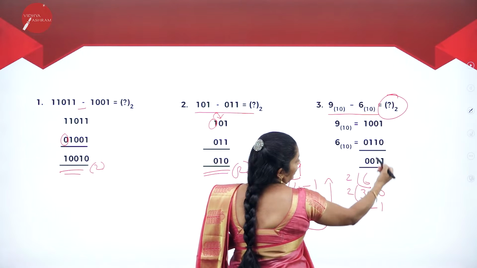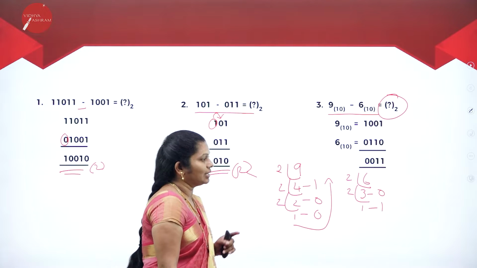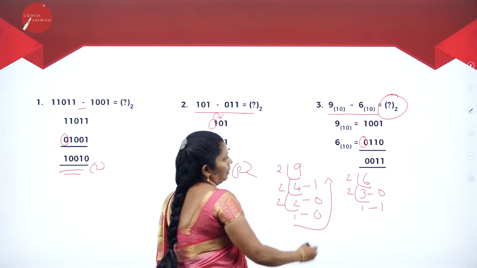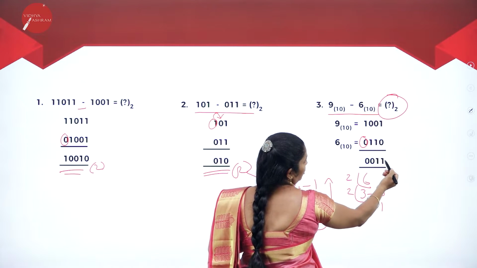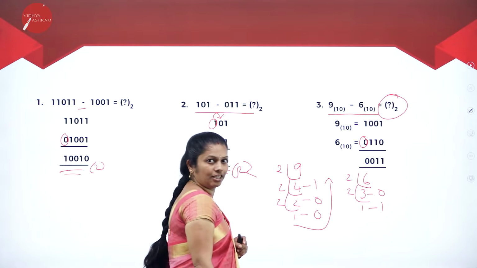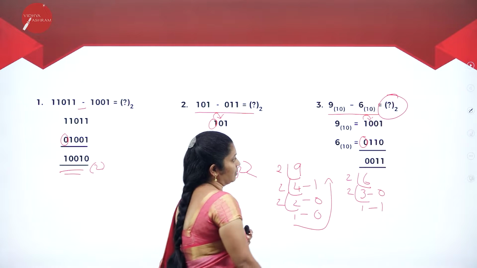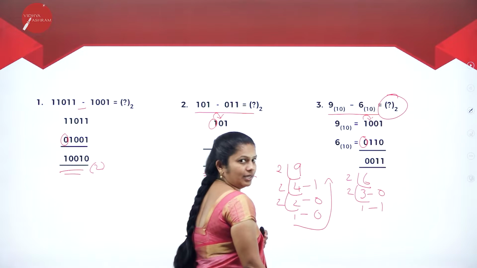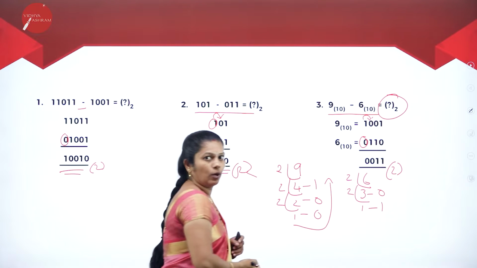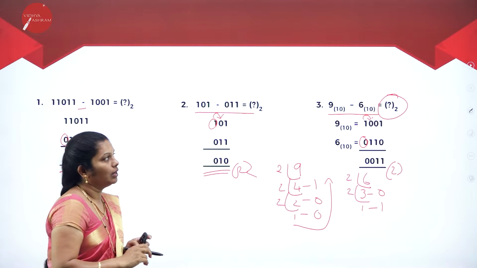Now, to make them equivalent, see here 1 1 0, but 9 has 4 digits whereas here there are 3 digits. To make them equivalent, we will write 0 in the beginning. Then when we subtract, 1 minus 0 is 1, 0 minus 1, we will take a borrow from the neighboring 1. Then it represents 2, 2 minus 1 is 1, and it becomes 0 here. Finally the result is 0 0 1 1. Like this, we have to perform binary subtraction.